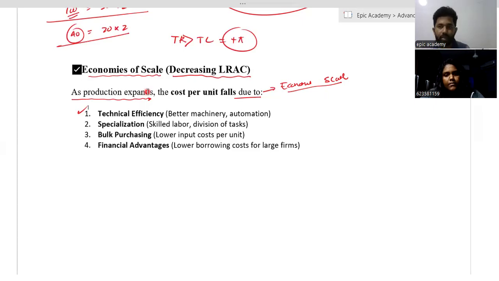The time period to produce one unit can be reduced. The cost per unit can be reduced. He can produce more and more commodity within a certain time period. That's the meaning of skill of labor. Division of tasks creates the specialization. Specialization can go to only one worker, isn't it?